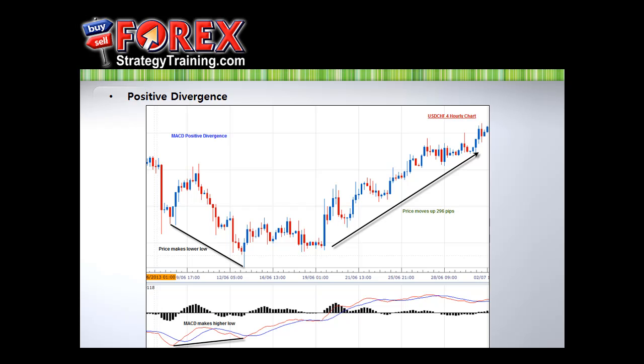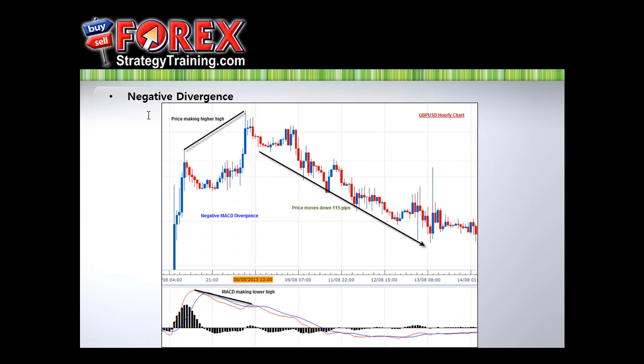Now that you understand what a positive divergence is, this is a negative divergence. A negative divergence is formed when the price makes a higher high. You can see that the price moves up, down, and moves up again. This high is higher than the previous high. But the MACD is creating a lower high. You can see this high here versus this high here. The new high is lower than the old high. This is what we call the negative MACD divergence.